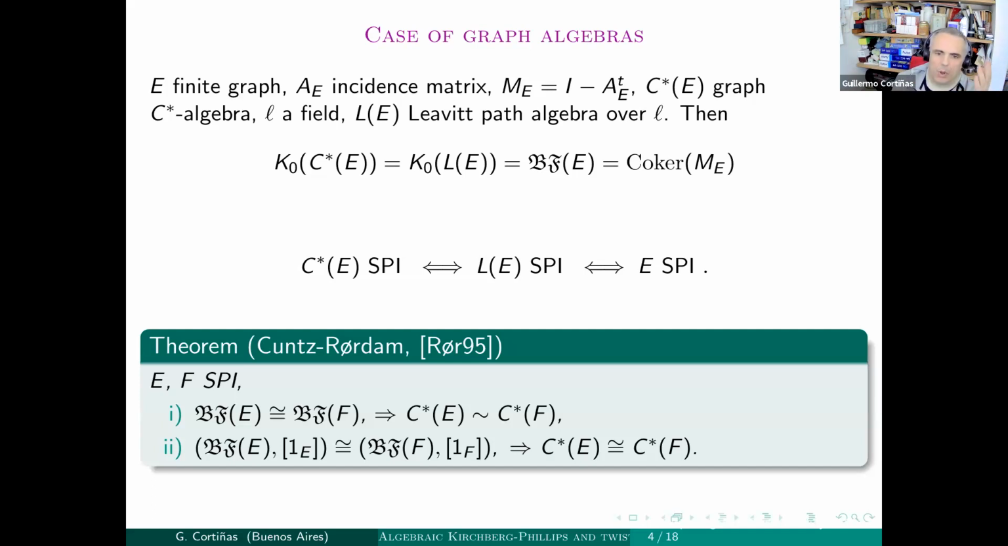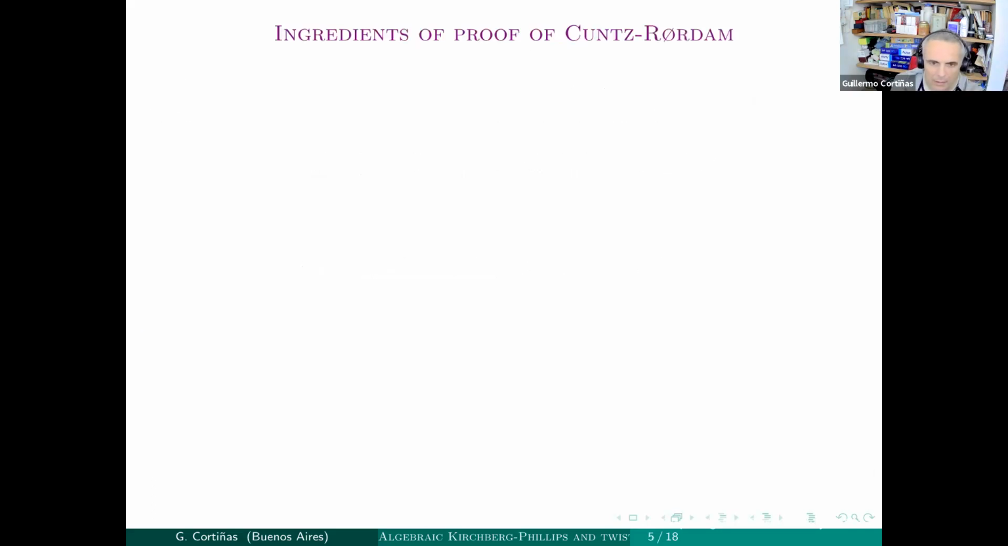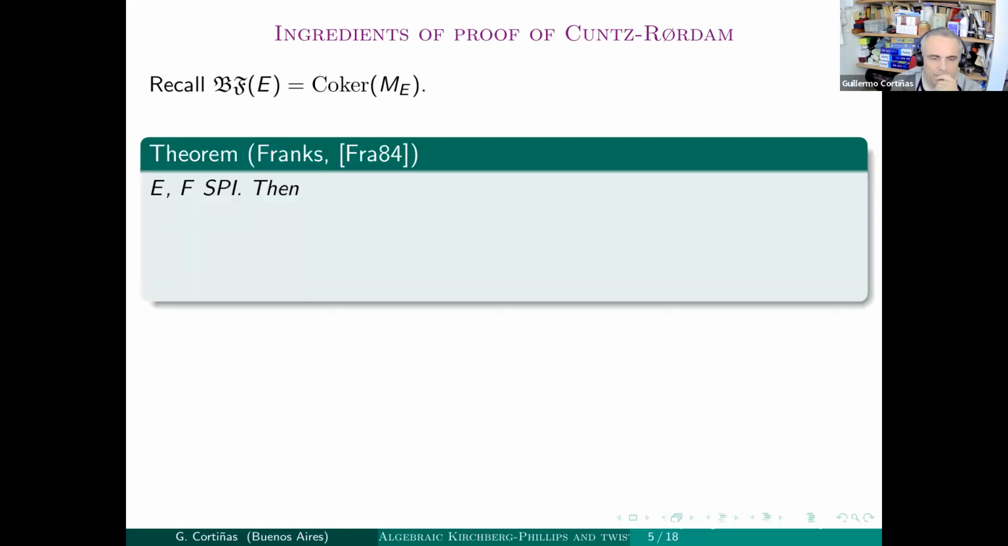Okay, so we said before, the first idea was to try and see whether the proof of the Kirchberg-Phillips theorem could be translated algebraically. We saw it cannot. So what about the proof of the Kunz-Rordan theorem? Well, let's review some of the ingredients in the proof of this theorem. Recall, as we said in the previous slide, that the Bowen-Franks group is the co-kernel of this matrix ME.